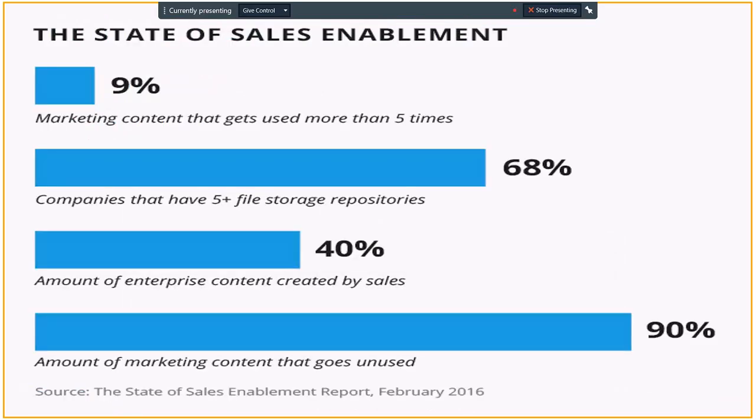But if all that is true, some of you must have seen that sales enablement gets a lot of flak, mostly because sales enablement requires your marketing and salespeople to work together. But unfortunately, as of February 2016, only 9% of the people say that marketing content gets used more than 5 times, which means that if marketing is creating specific content and spending a lot of money on it, but salespeople are not using it, all that marketing spend is going to go waste.